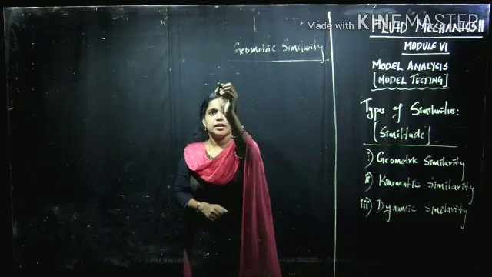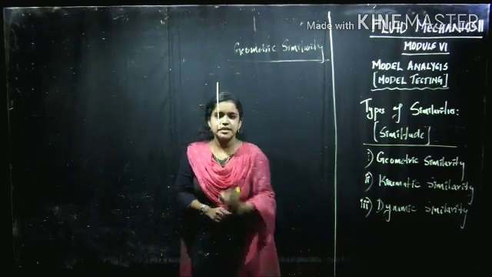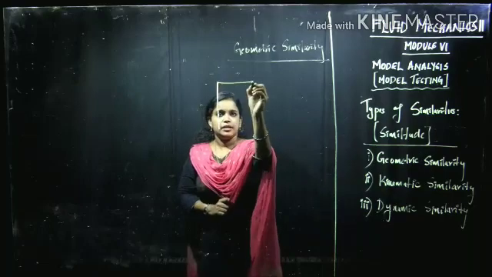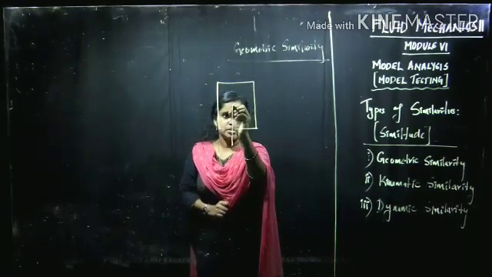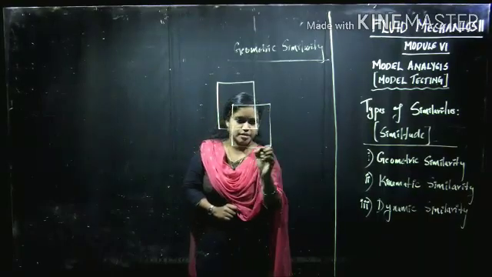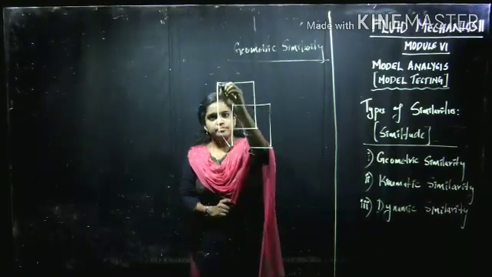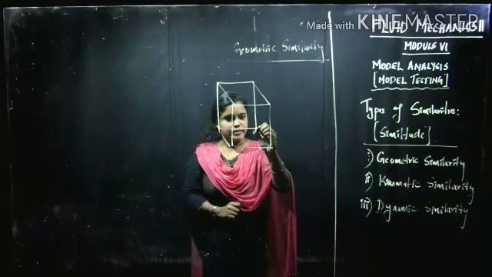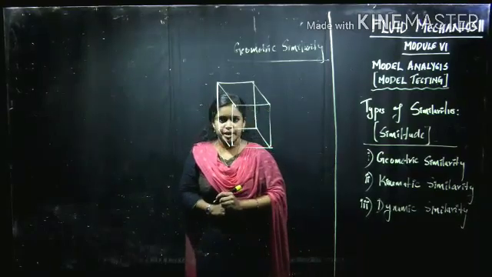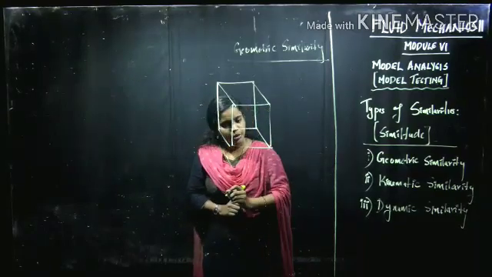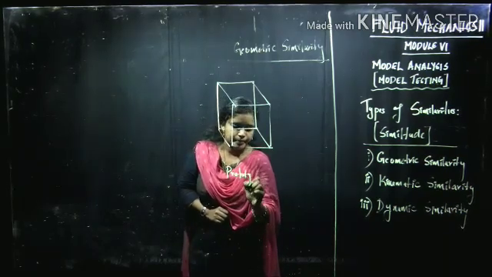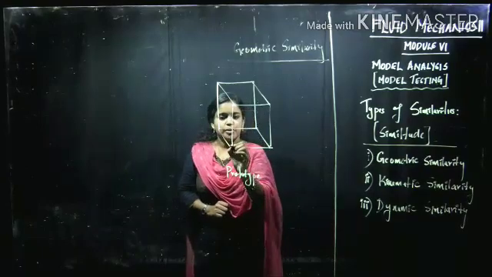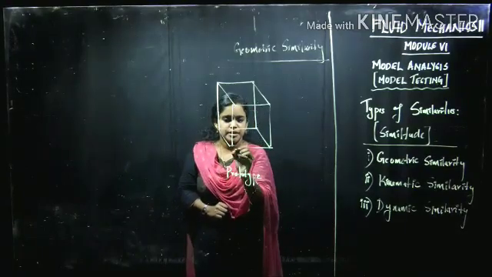So consider an actual structure. This is just an example. Let this be a structure which you need to construct. That is the prototype. The actual structure is called the prototype. So this is the prototype. A prototype will have its dimensions.